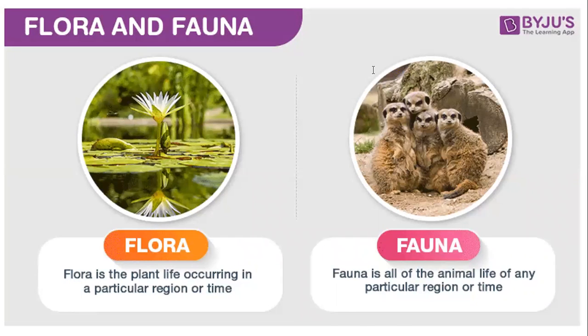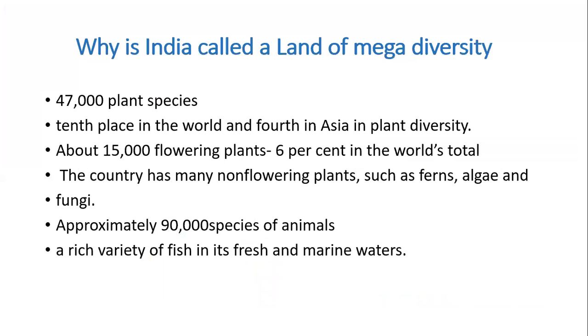Now, we already know that India is one of the 12 mega biodiversity countries of the world, and there is a huge diversity in the flora and fauna of our country also. And this is due to a few factors. Before we go to that, write down these points. Mark these points in your textbook. This is the answer to why India is called a land of mega diversity.